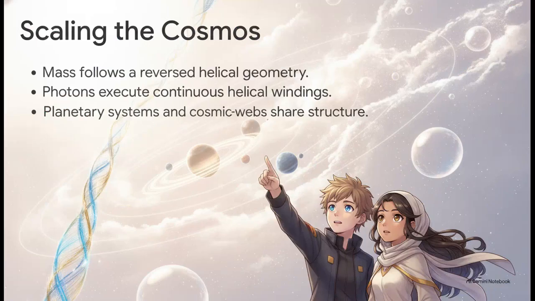What this all means is that the universe is entirely self-similar across all scales. It's fractal. Because mass is the complementary opposite of energy, massive bodies follow a reversed helical geometry compared to those photons. The central mass defines the axis, and orbiting masses spiral around it. And this exact same organizing principle scales up seamlessly, from a tiny electron string vibrating in an atom to our entire planetary system, all the way up to sprawling galactic cosmic webs. They all share this helical, nested bubble structure. Even the universal speed of light, c, isn't just some arbitrary speed limit handed down from nowhere. It actually emerges as a natural topological consequence of this filament geometry.